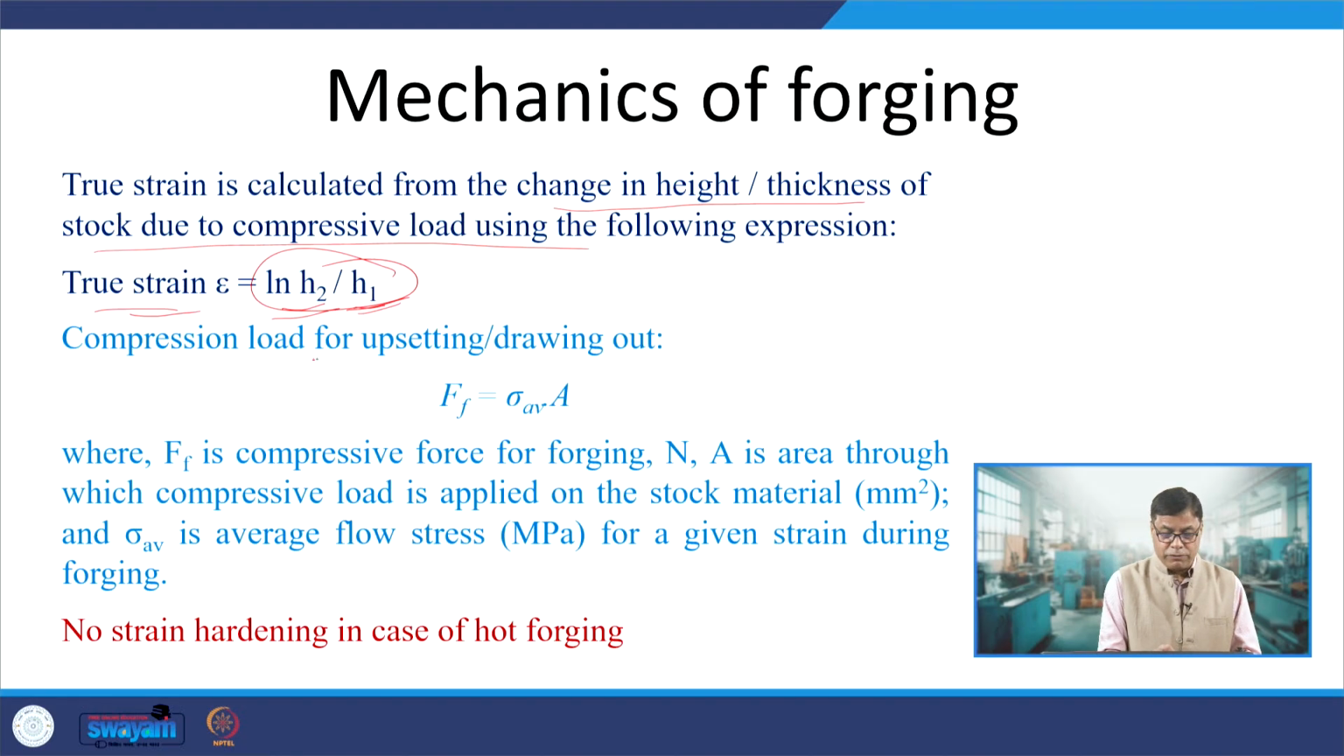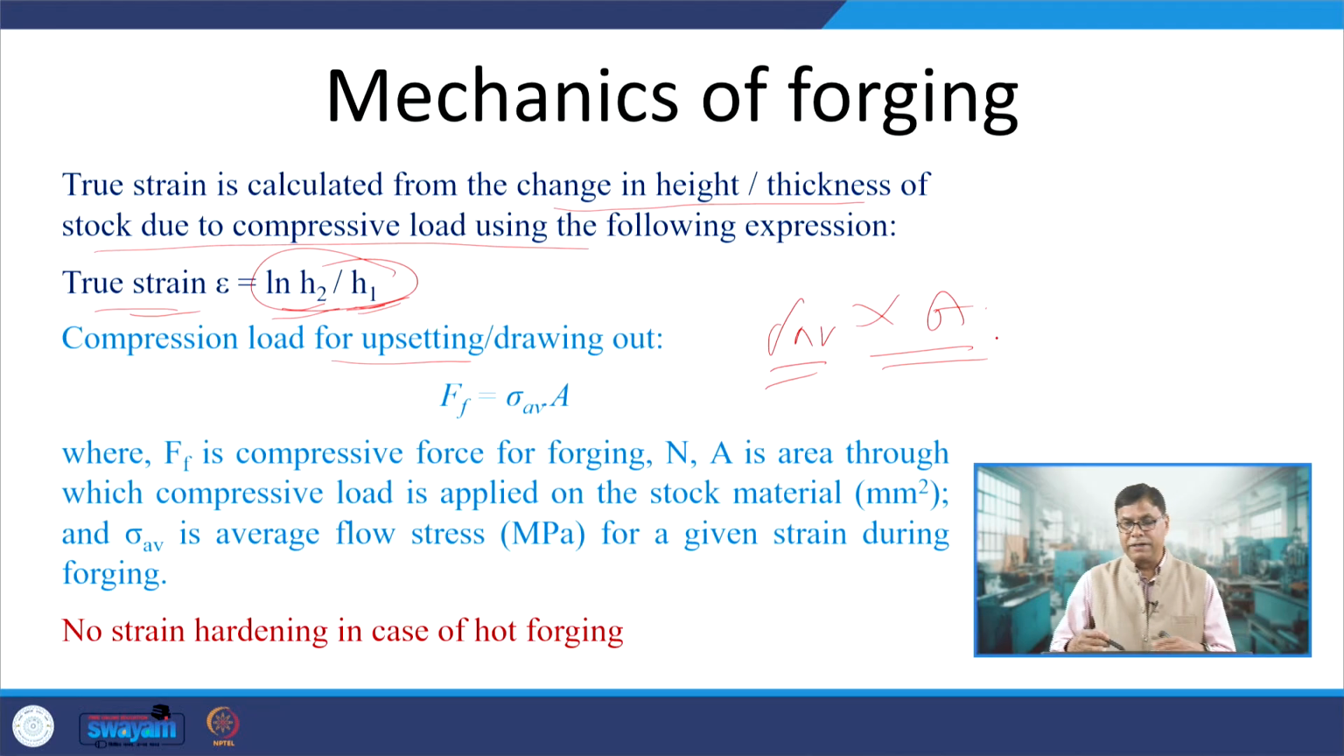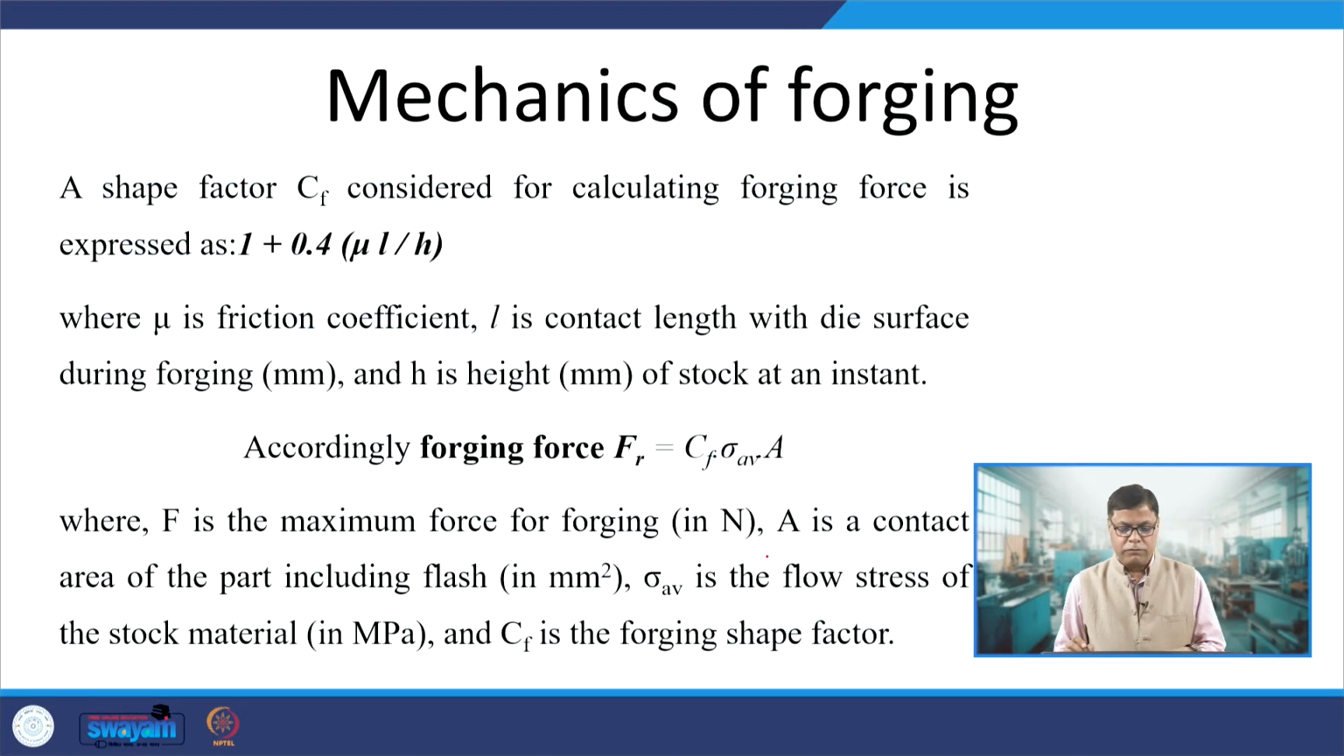Then the compressive load for upsetting is obtained from sigma AV, the average flow stress, and the area of the stock material which is in contact, through which the load is being applied to cause the plastic deformation. So, the forging force is the average flow stress multiplied by A, the area through which the load is applied on the stock. The strain hardening will be absent in the case of hot forging.